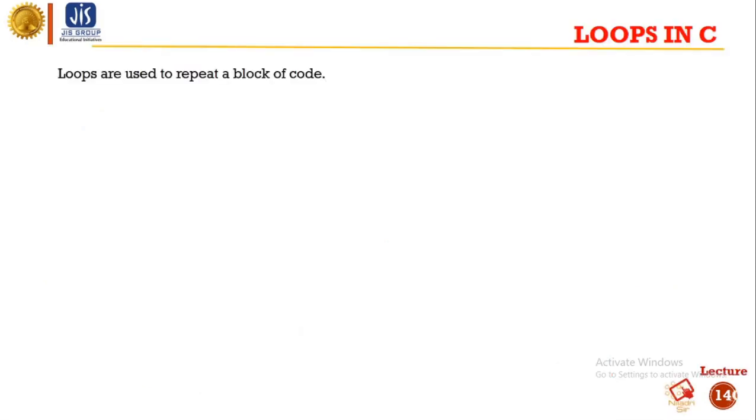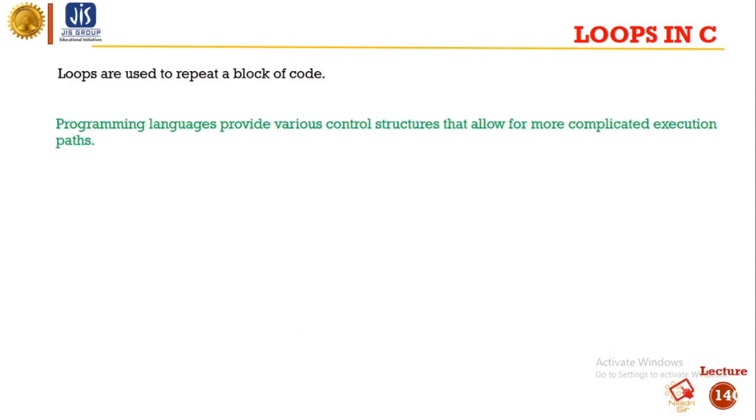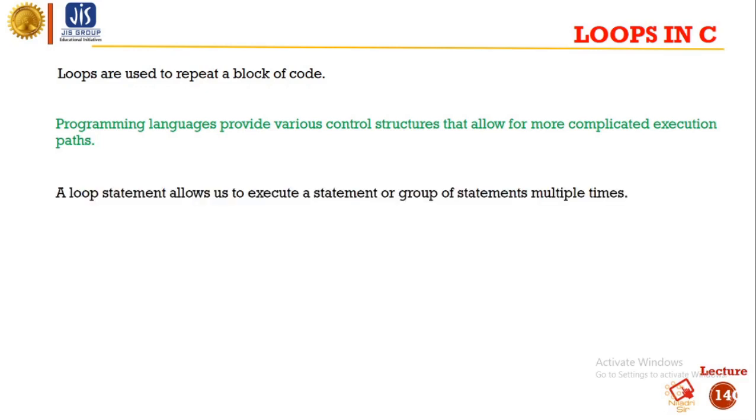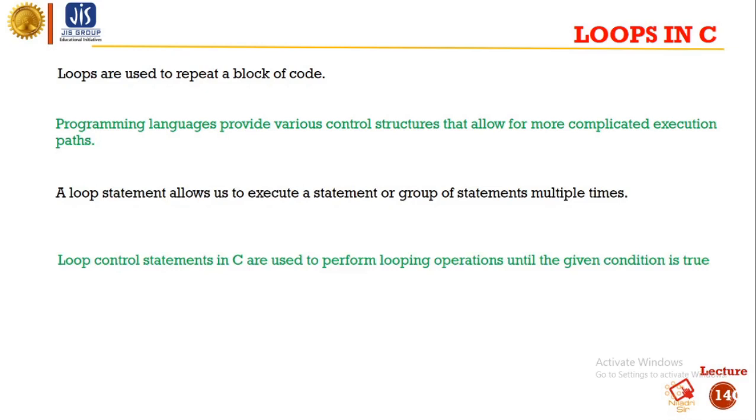Now, what are loops in C? Loops are basically used to repeat a block of code. Programming languages provide various control structures that allow for more complicated execution. A loop statement allows us to execute a statement or group of statements multiple times. Loop control statements in C are used to perform looping operations until the given condition is true.